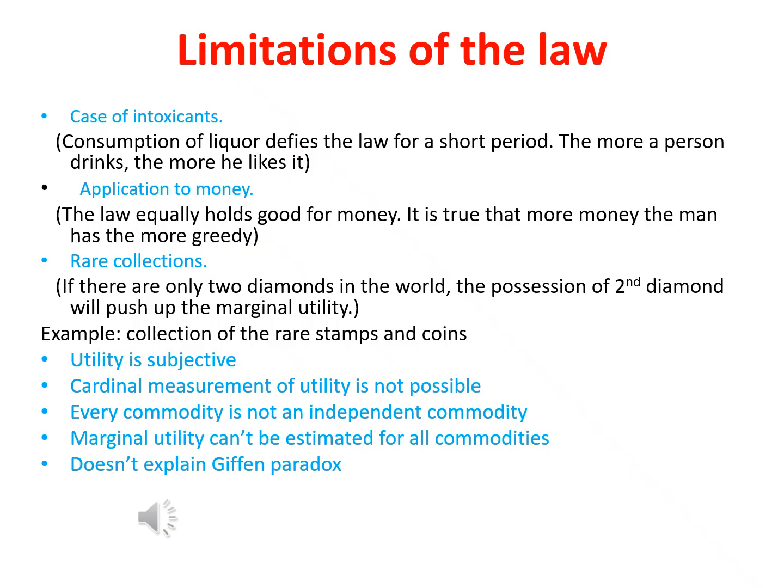The second limitation concerns the application of the law to money. The slide points out that the more money a person has, the more greedy he may become. This observation appears to suggest that the marginal utility of money does not diminish. However, economists explain that money itself is not directly consumed. Money is simply a medium of exchange that enables consumers to purchase many different goods and services. Since money can satisfy an unlimited variety of wants, its utility behaves differently from that of ordinary commodities. Therefore, the law of diminishing marginal utility cannot be applied to money in exactly the same way as it is applied to food, clothing, or other consumer goods.